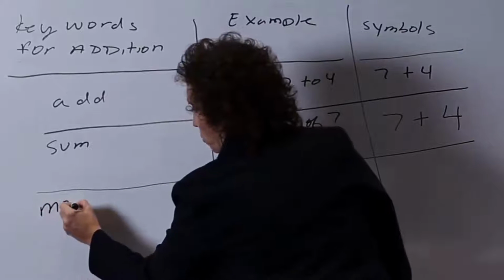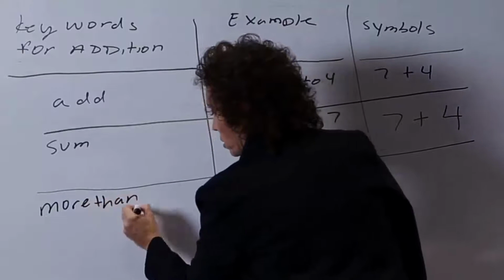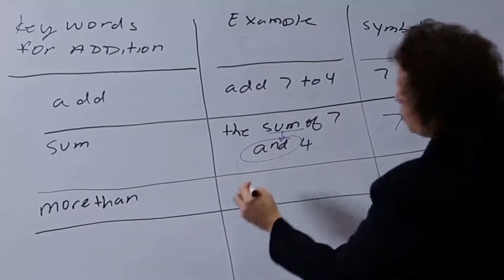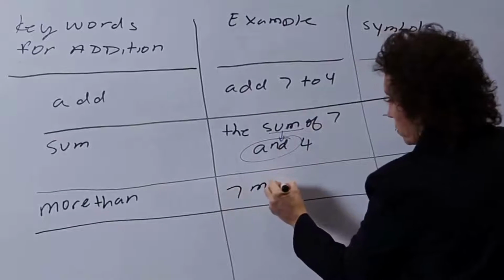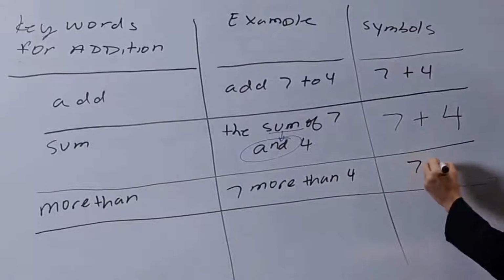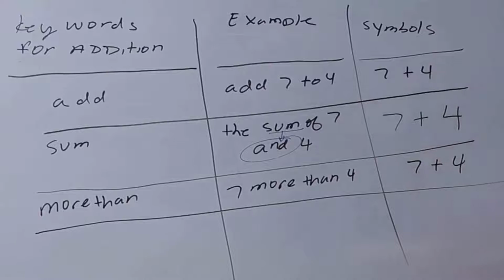Then we have the phrase more than. 7 more than 4. 7 plus 4, or 4 plus 7. Again, all of these could be reversed because they're commutative, but we don't necessarily want to.